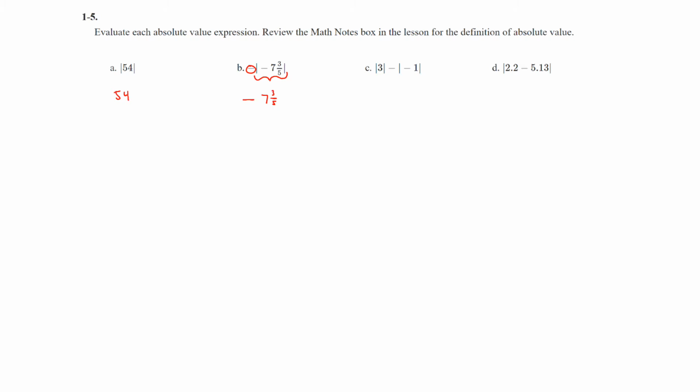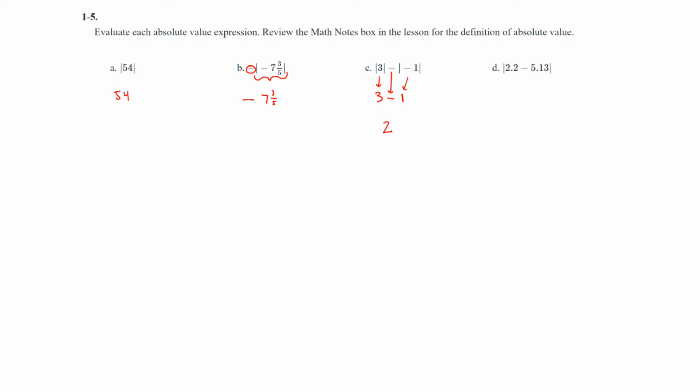Part C, you have two absolute values. So the absolute value of 3 is 3. Then you have a minus, and then the absolute value of negative 1 is 1. So we're evaluating these two with the subtraction sign staying in between. So 3 minus 1 is 2.